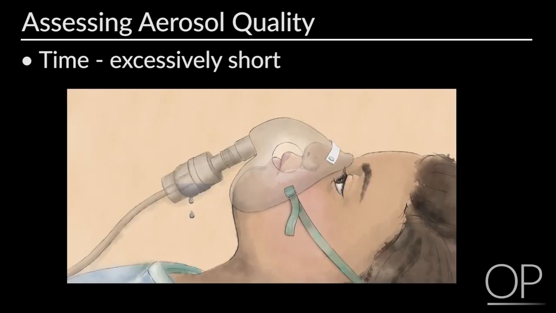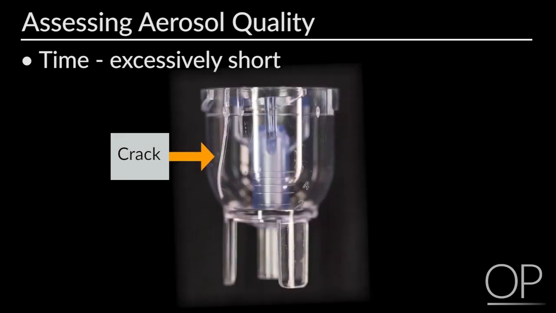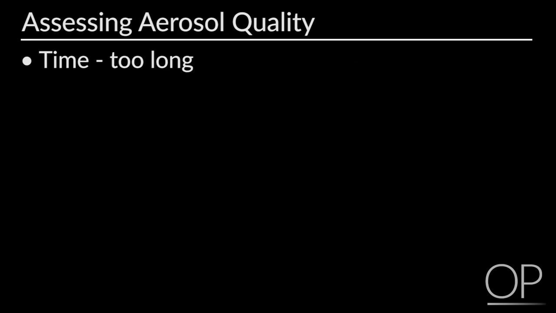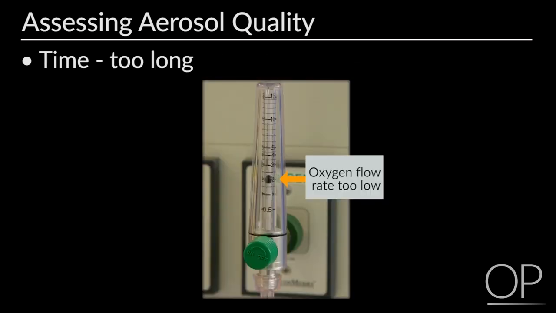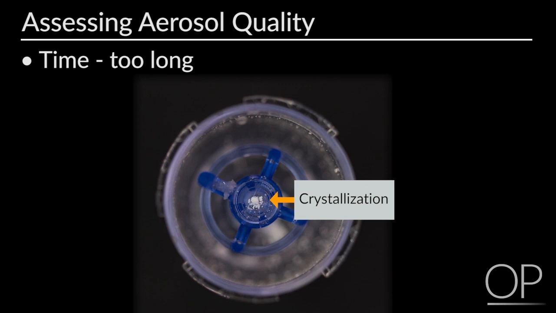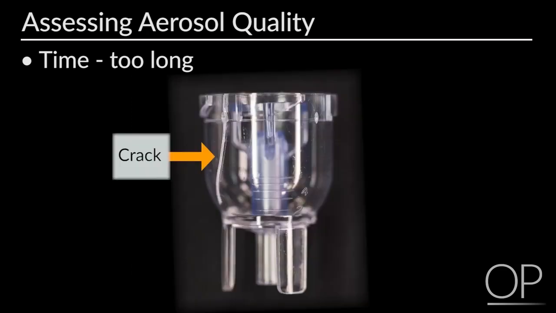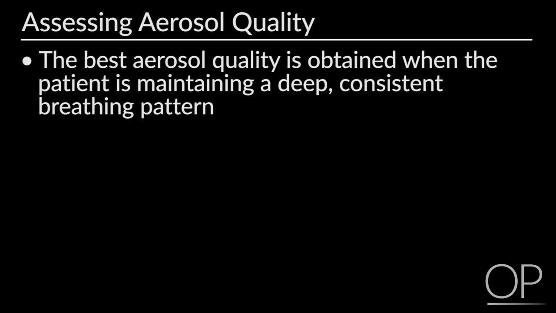If the time is excessively short, some medication may have spilled either by the incorrect orientation of the nebulizer or a crack in the device. If the time is too long, on the other hand, be sure to assess the gas flow rate, assess the nebulizer for crystallization in the chamber, and assess for manufacturing defects of the device. If possible, you should also encourage your patient to maintain a consistent and deep breathing pattern during the treatment.